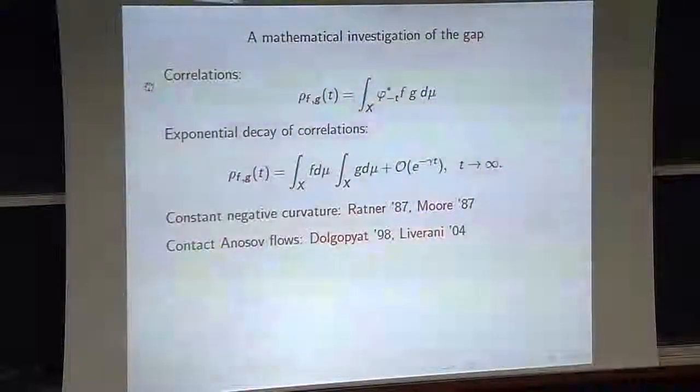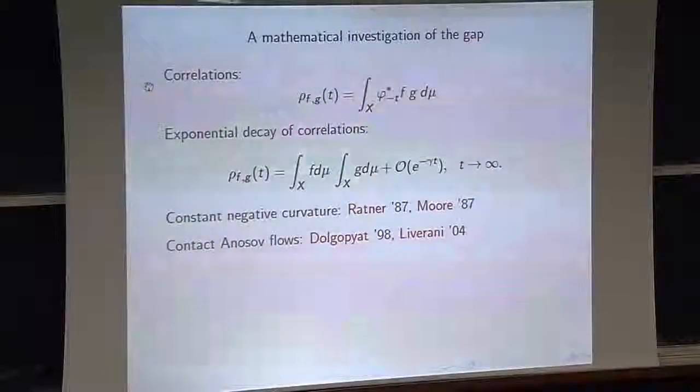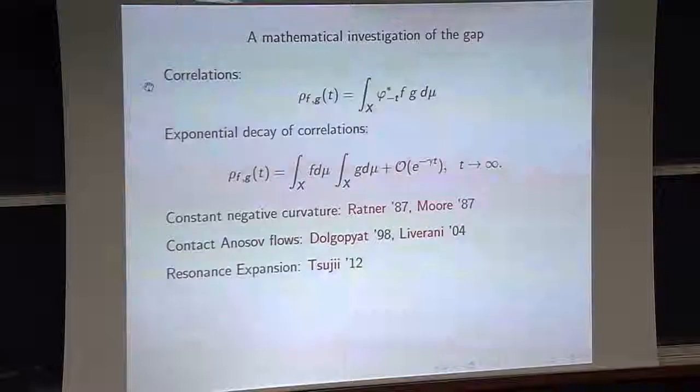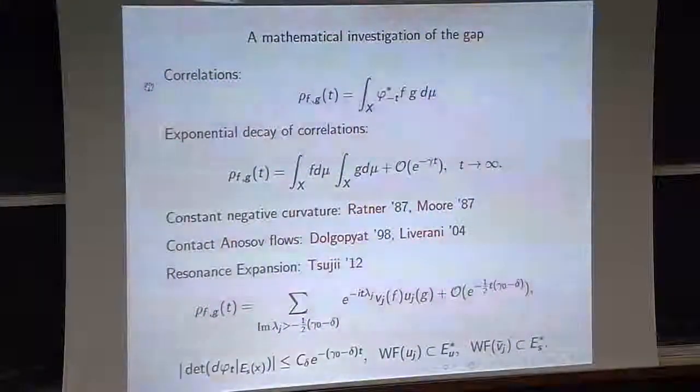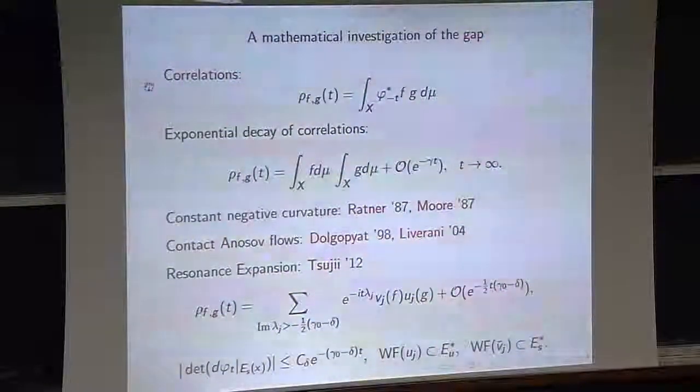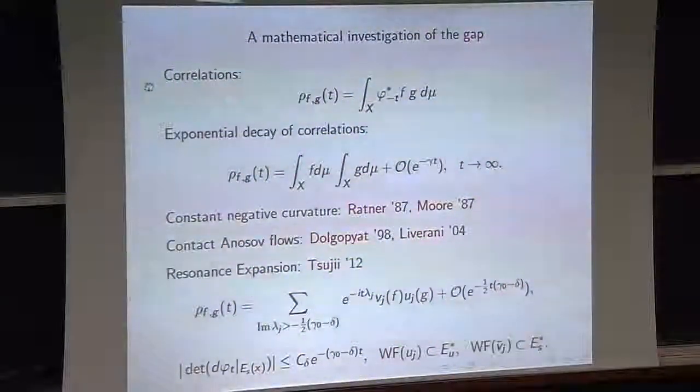This was done, Dolgopyat considered some different setting, but somehow the contact structure as being essential for the gap, I believe, was pointed out by Liverani. You have this exponential decay of correlation. A much finer result was obtained by Tsuji, who estimated the size of the strip in which there are only finitely many Ruelle-Pollicott resonances, and then expanded the correlation.